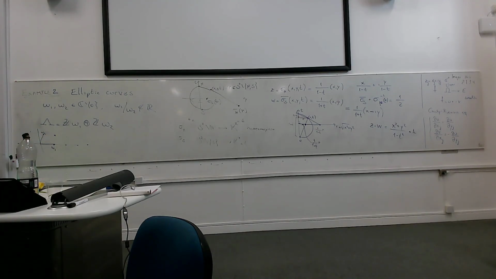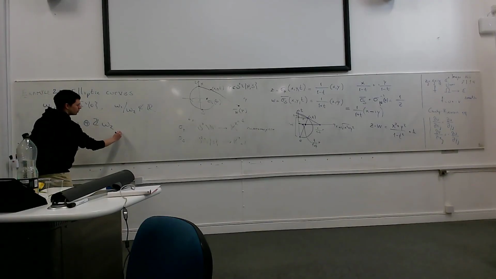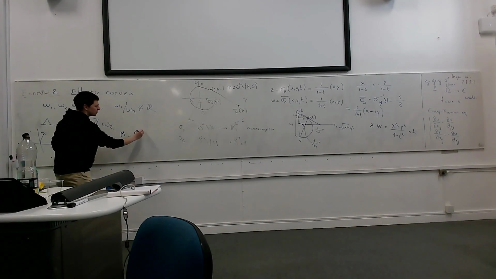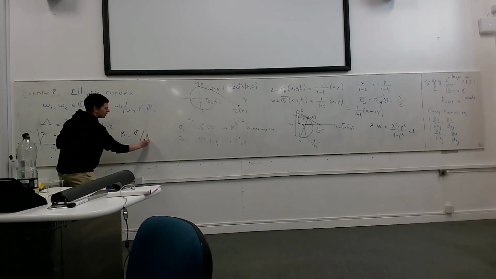So this is an additive subgroup of the complex numbers of rank 2. So it's a copy of Z^2 inside C. And then you can define M as the quotient, the quotient of C divided by this lattice.